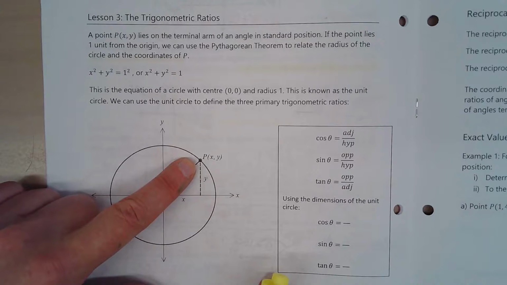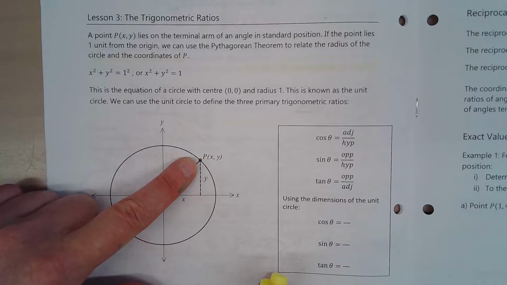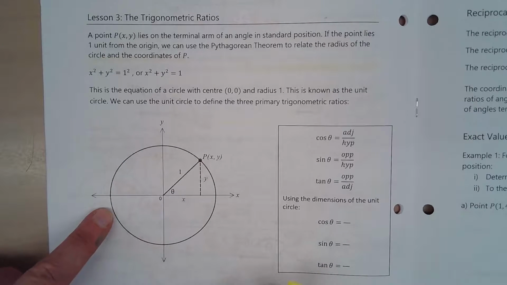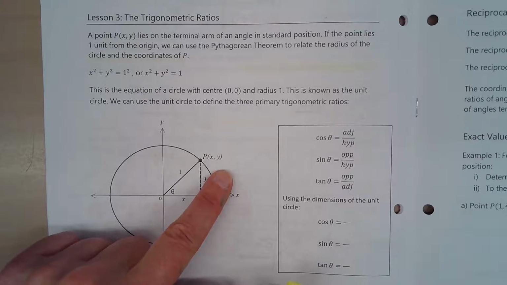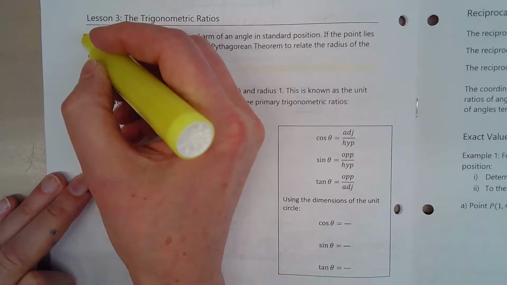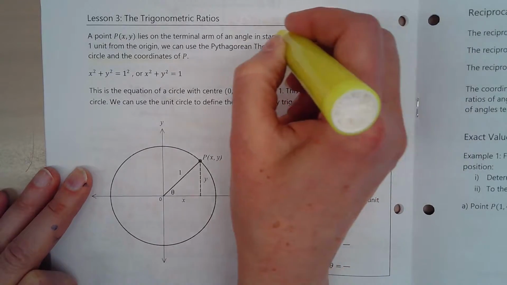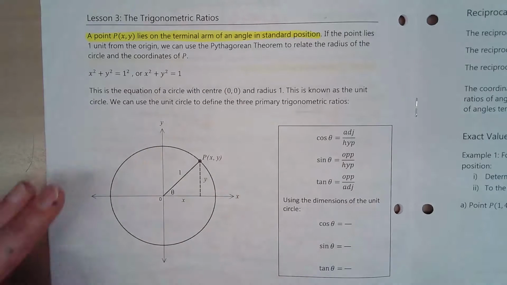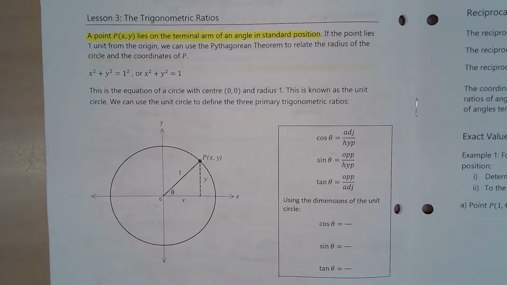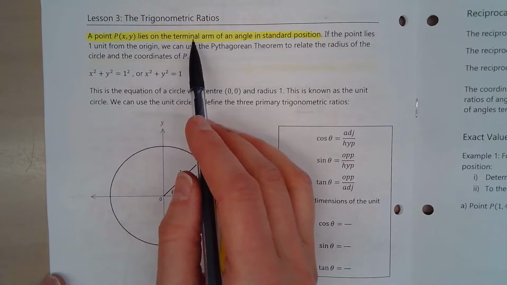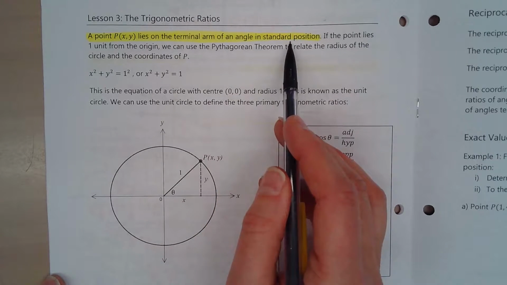When we talk about these points, we just call them P, representing a point. And any point that we put on our xy coordinate system has an x and a y coordinate. So a point xy lies on the terminal arm of an angle in standard position. Last week you might not have been able to understand what that sentence means, but now I hope it does.